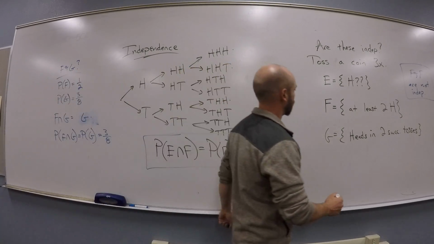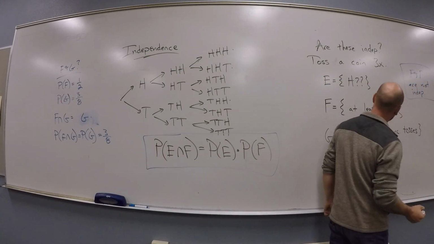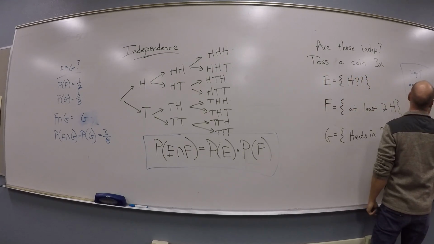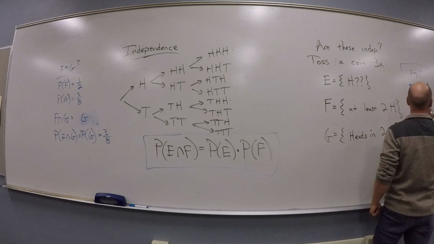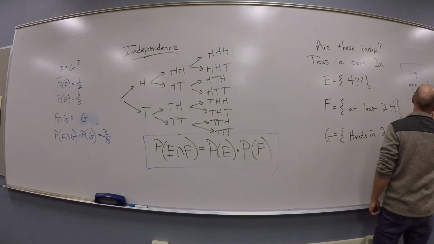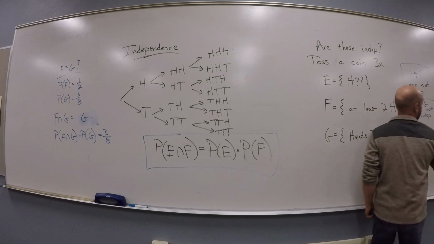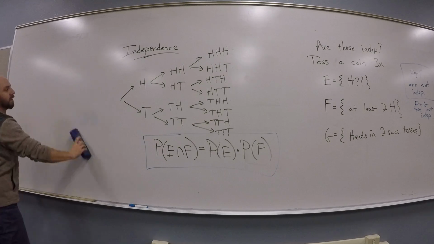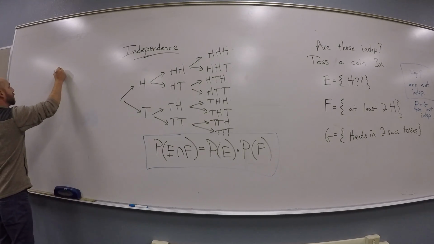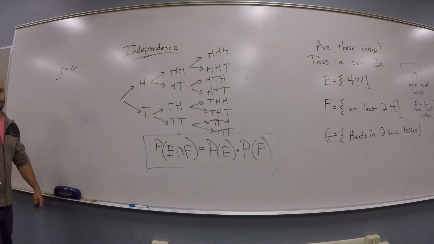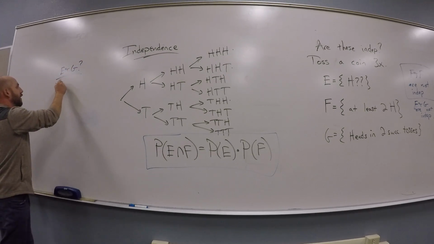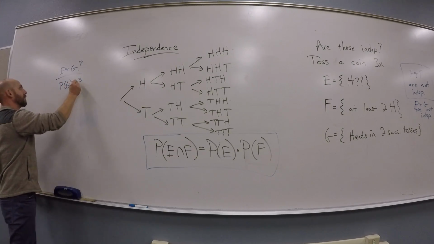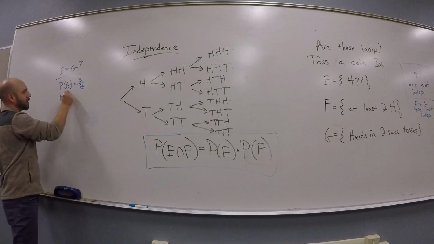Can we make another one? What I came up with was F and G are not independent. So let me see the other one. The other one was E and G. The probability of G I just calculated. The probability of G was 3/8, right? The probability of E we calculated at the beginning was 1/2.